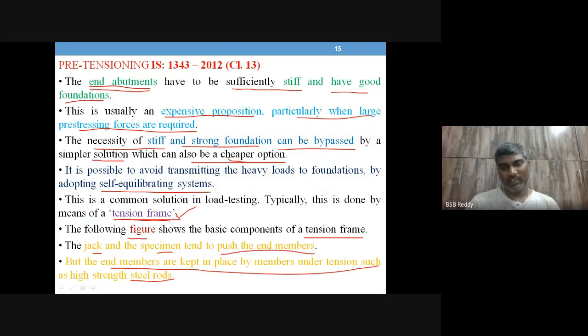Okay, and now the cheaper option for abutments is the tension frame, which is a self-equilibrating system. Okay, forces equilibrate within themselves within the frame. You don't need any external support to equilibrate that force. Say for example, if you are applying a force externally, this has to be provided with a strong support, otherwise this will move away, right? So if you have a system where this force is taken care of internally, you don't need any external support at all. That is what this tension frame is.